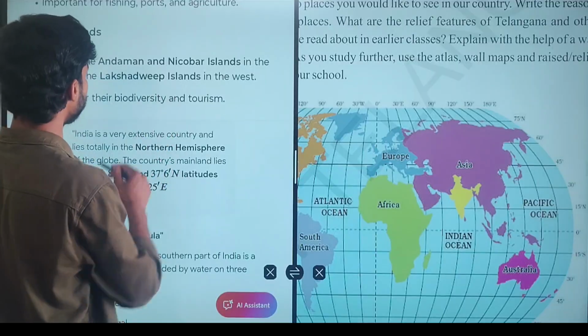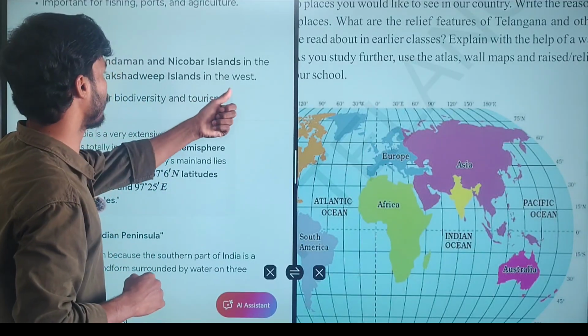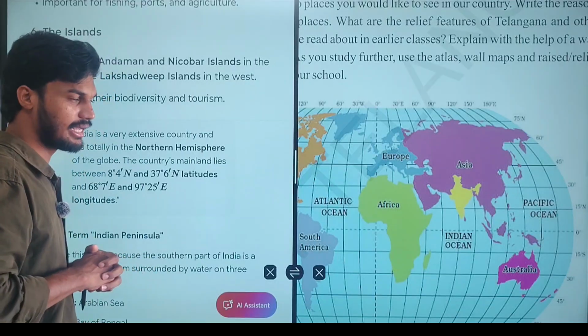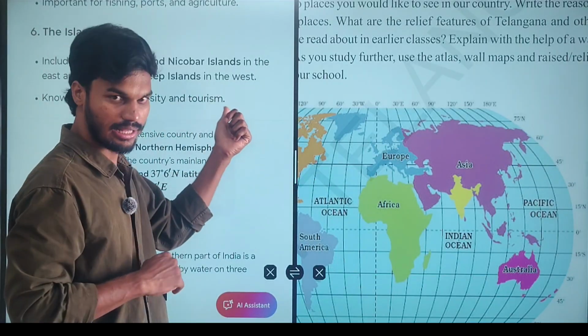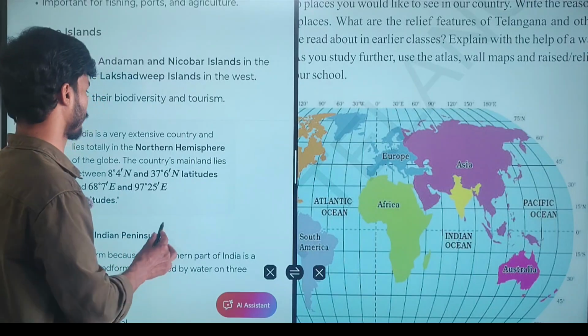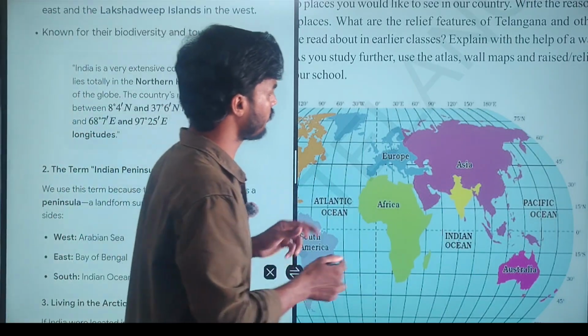Next, coming to islands, at the western side is Lakshadweep. Okay, they are known for biodiversity and tourism. They are famous for tourists. It is good for tourism as well as biodiversity. Okay, coming to our chapter.